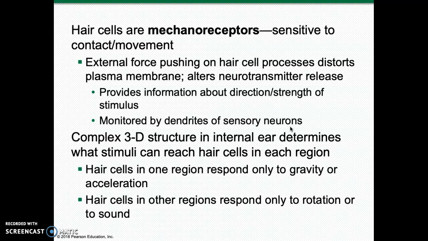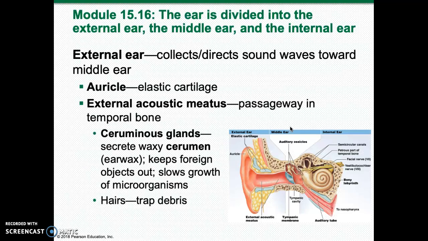It is a complex three-dimensional structure in the internal ear, and we'll look at that structure in a second. And we have two different types of hair cells, or at least they respond to two different stimuli. Hair cells in one area of the inner ear respond to gravity or linear acceleration. Hair cells in the other area of the inner ear respond to rotation or sound. So we'll look at the anatomy of the ear.